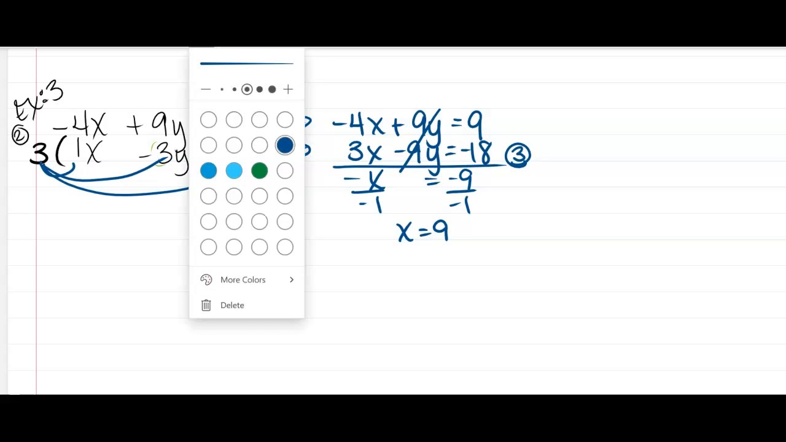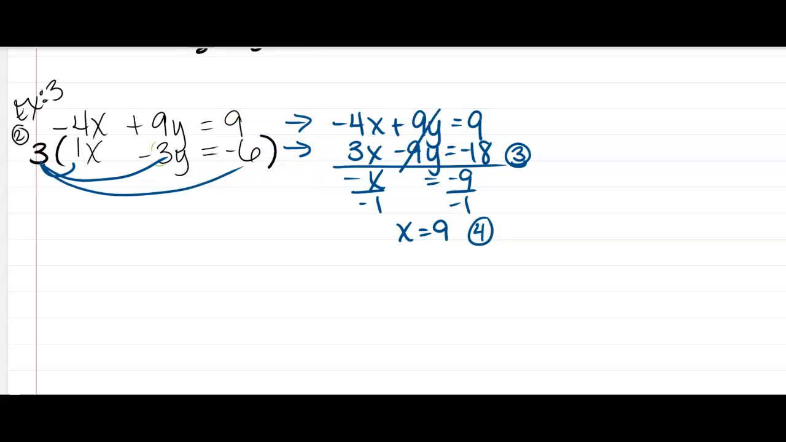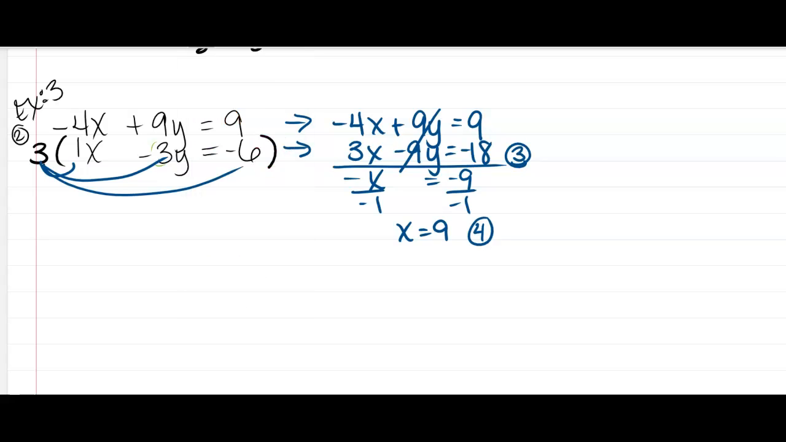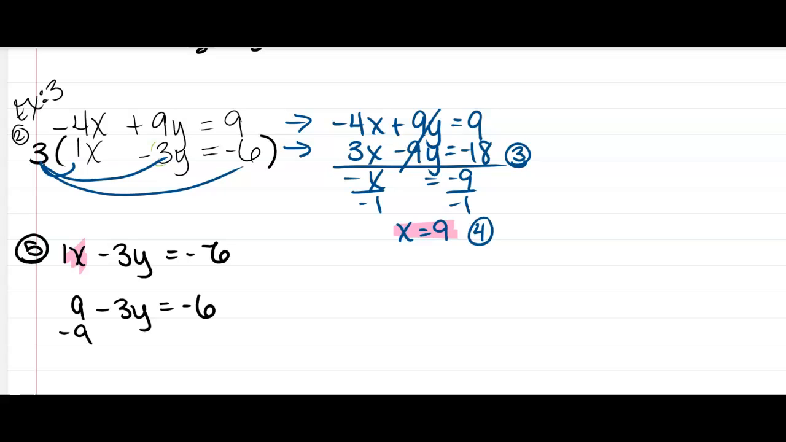Now I'm going to use one of the two. This was step 4. I'm going to use one of the two original equations. The second equation has smaller numbers, so I'm just going to choose that one. So we've got 1x minus 3y equals negative 6. This is step 5. And then we're going to substitute that x for negative 9. I'm sorry, positive 9. So we get 9 minus 3y equals negative 6.